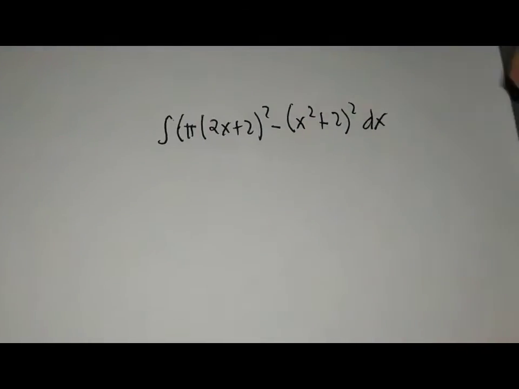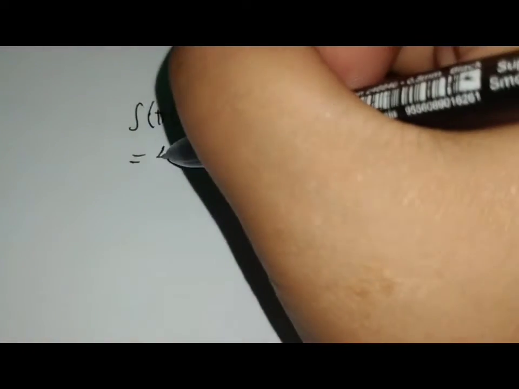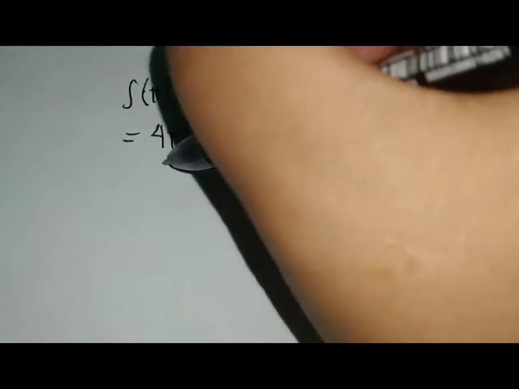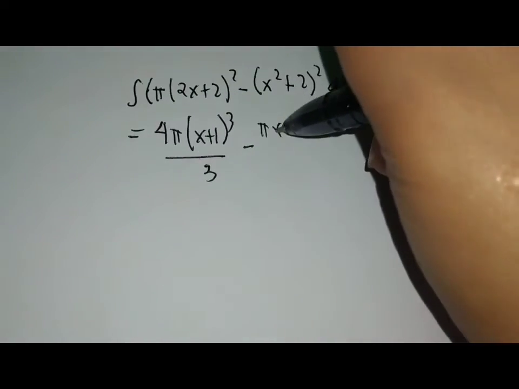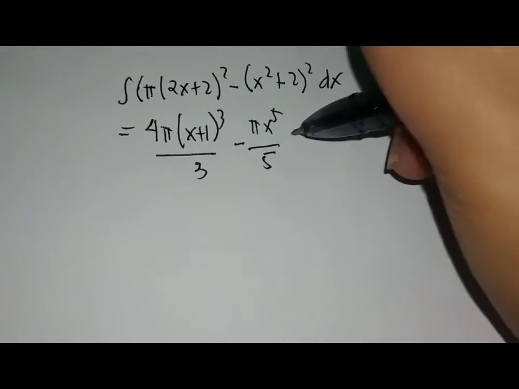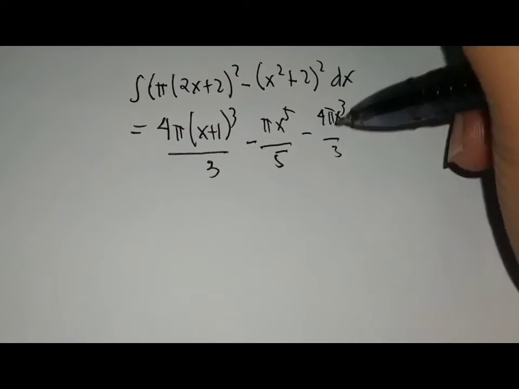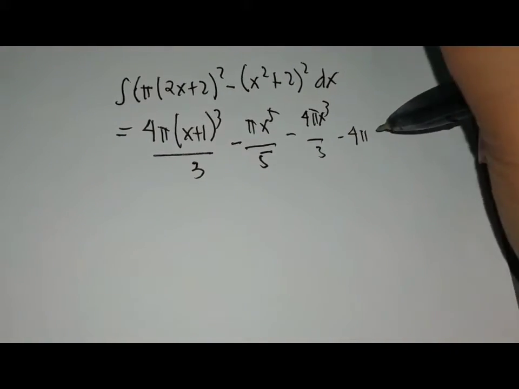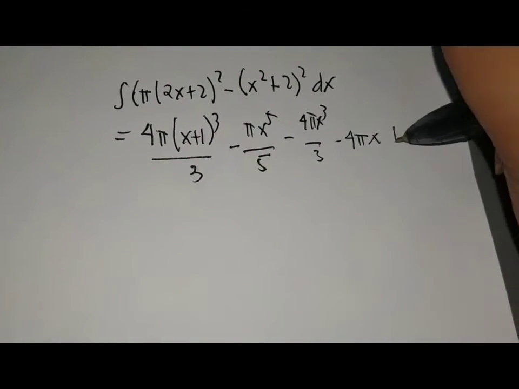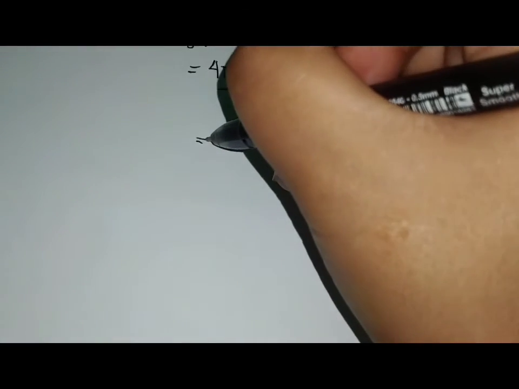Then the problem has been solved. Integral of pi times ((2x+2)^2 - (x^2+2)^2) dx is equal to 4 pi (x+1)^3 over 3 minus pi x^5 over 5 minus 4 pi x^3 over 3 minus 4 pi x plus c. Let us simplify it to negative pi x squared times (x cubed minus 20) over 5 plus c.